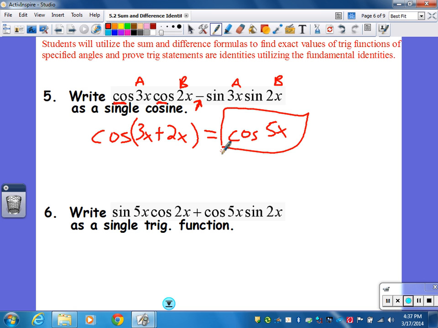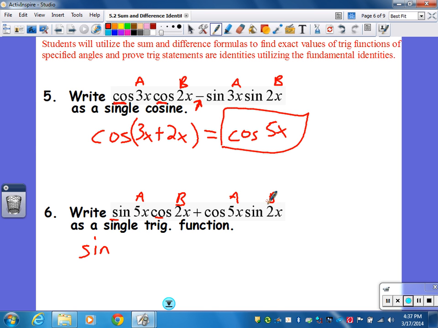Okay, now we're going to work with the next one. Here we have a sine cosine. Well, right away I should tell myself, okay, I need to use sine because it's not a sine sine or a cosine cosine. It's sine cosine. So sine, and now I need an A and a B just to make sure I have the same A and same B.